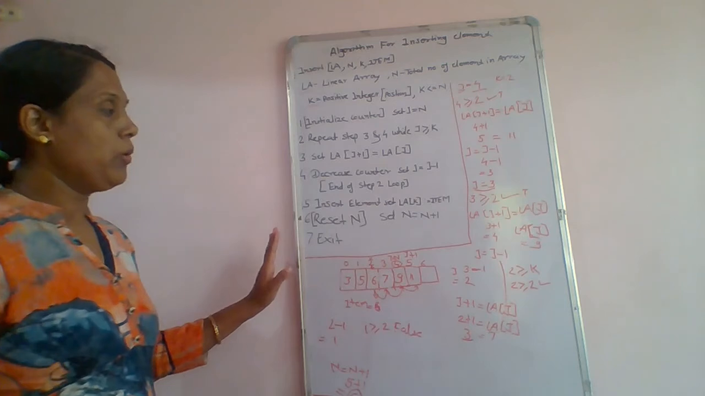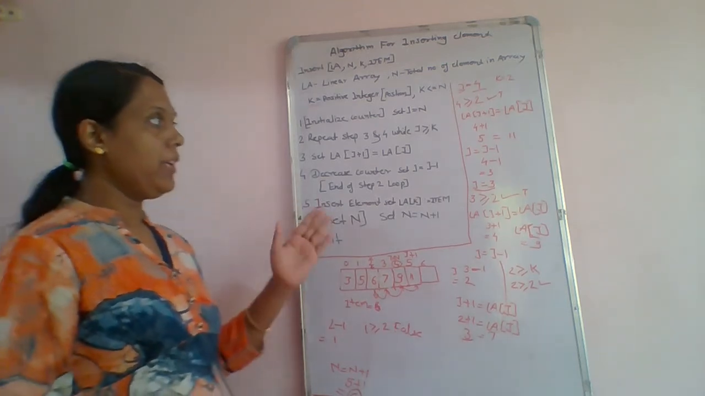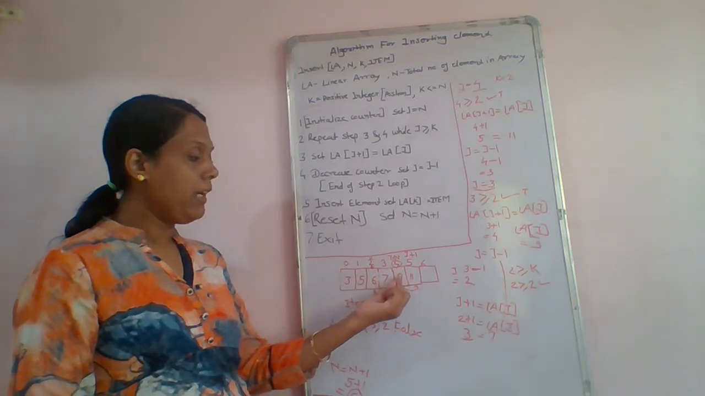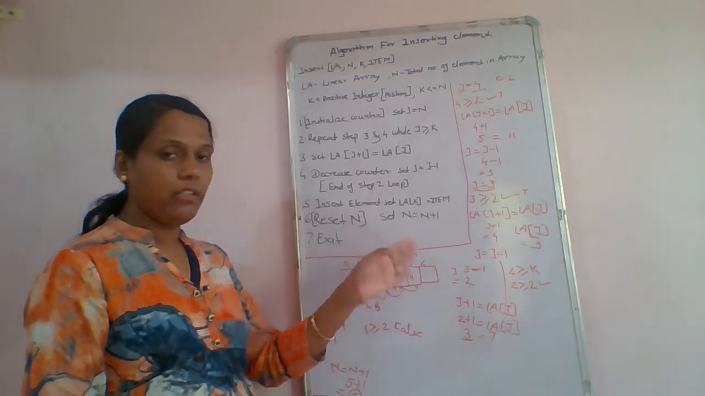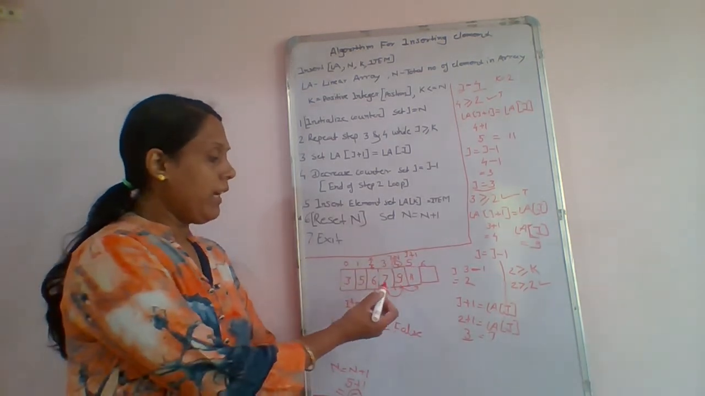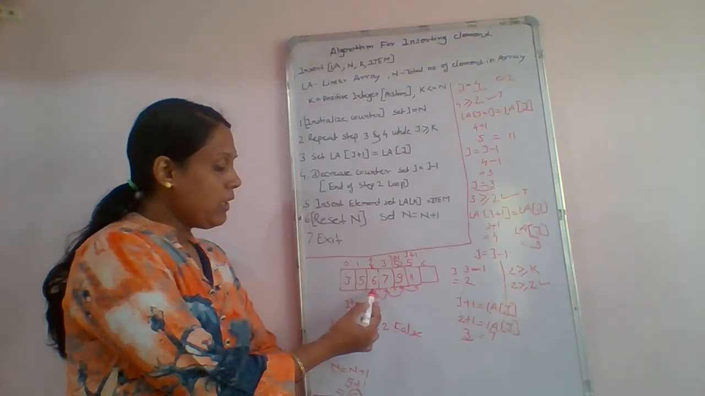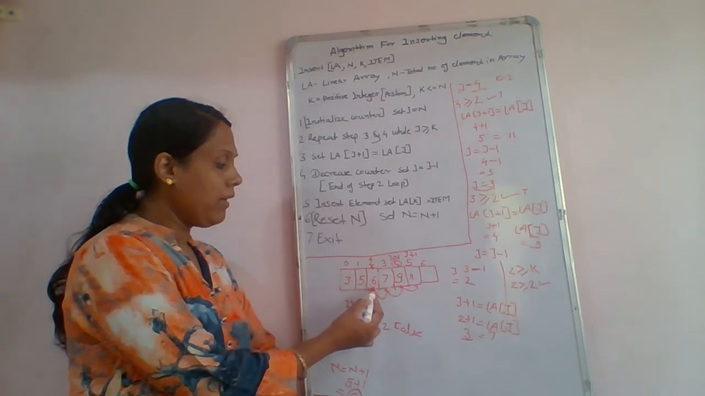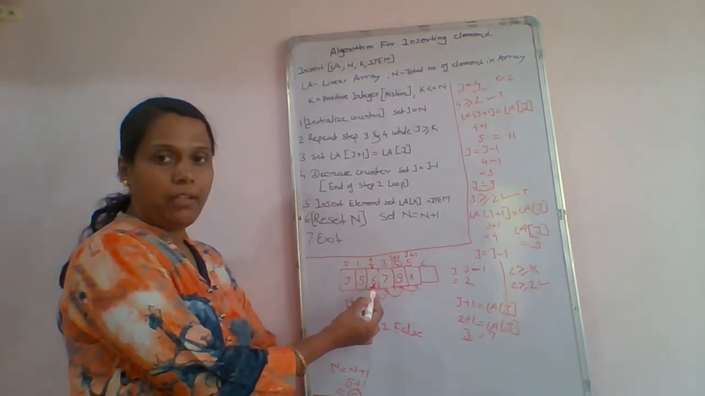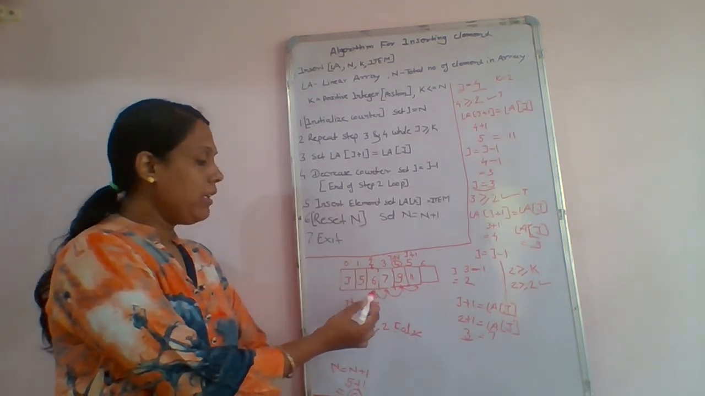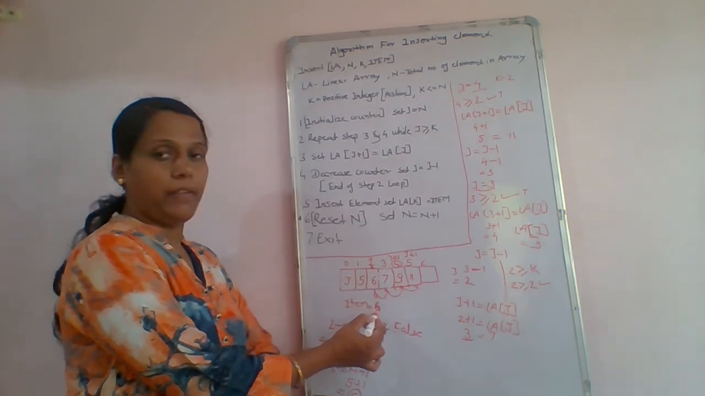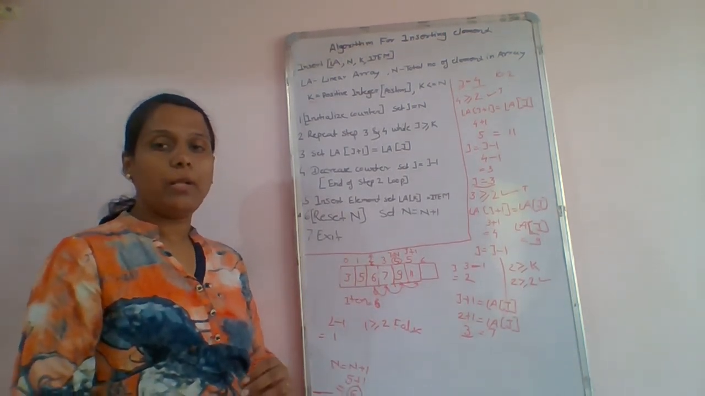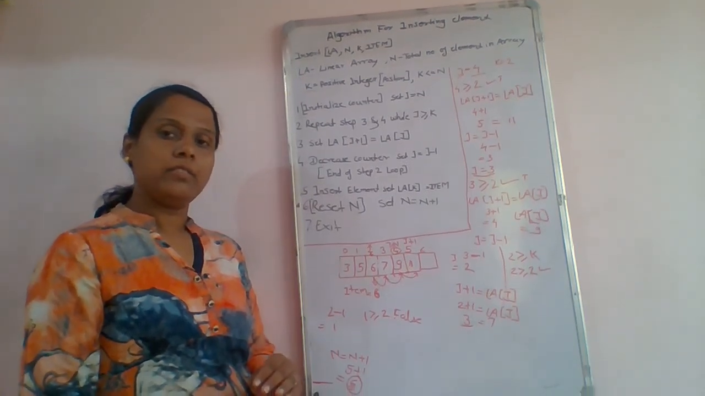So this is the algorithm to insert an element in an array. What did we do? We just shifted the last elements to the next cell. And at the location where we want to insert that particular item, we make it empty, and when it becomes empty, we insert this item in it. So this is the way to insert an element in a linear array.